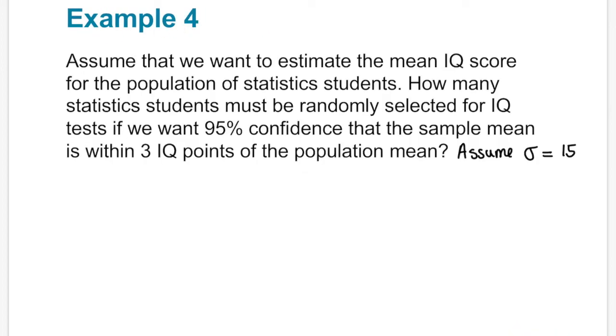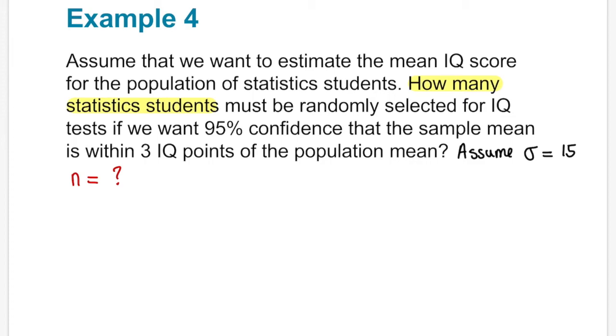Example 4. Assume that we want to estimate the mean IQ score for the population of statistics students. How many statistics students must be randomly selected for IQ tests if we want 95% confidence that the sample mean is within 3 IQ points of the population mean? Assume that the population standard deviation is 15. We are wondering how many students we should select for the IQ test, so we are looking for n.